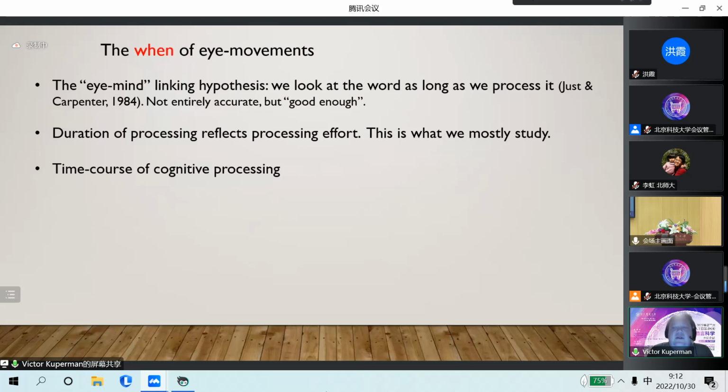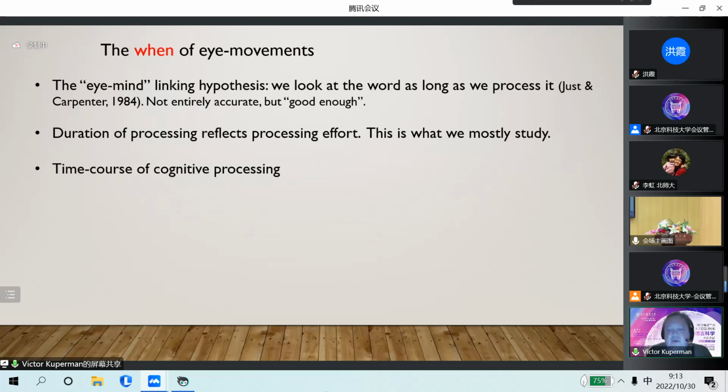So let's concentrate on the when of eye movements. The when meaning how long it was spent with our eyes on a certain word. So the hypothesis that links the behavior of the eye and the behavior of our mind is called the eye-mind linking hypothesis. And it says that we look at the word as long as we process it. It's been found to be not 100% accurate, but it's a good approximation. What it means is that the duration of processing, how long we look at the word, reflects how difficult it is to process that word.